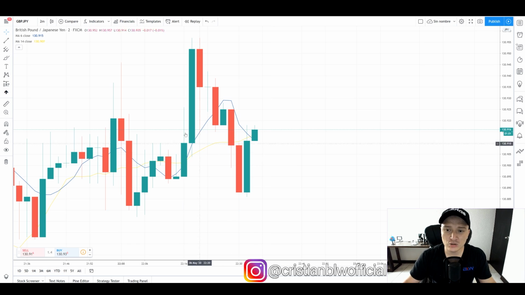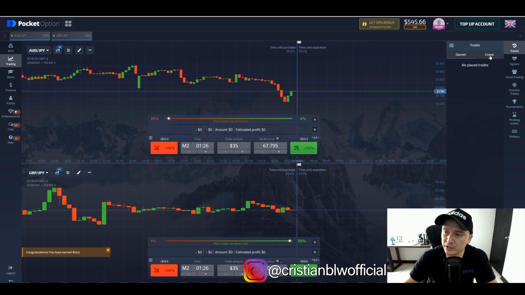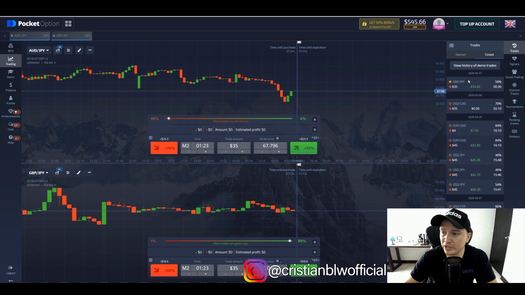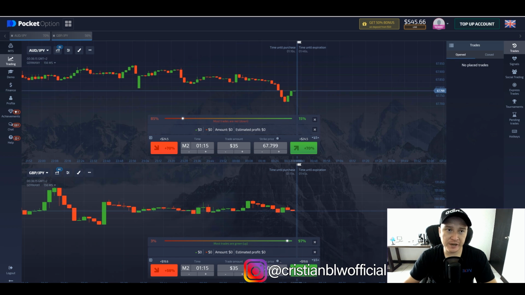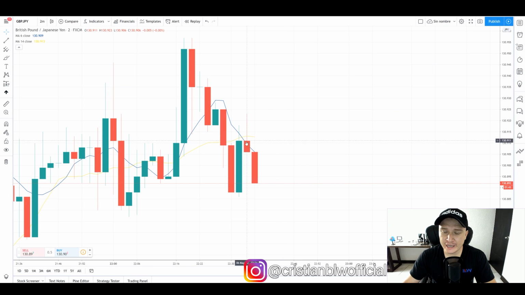Right now, let's just wait and see the result of this specific trade. All right, so we're gonna take a look at the result. And as you can see, this trade just right now was in the money. So we won this one, right? So that's actually good. We won the first trade. Now, here's the candle, of course.